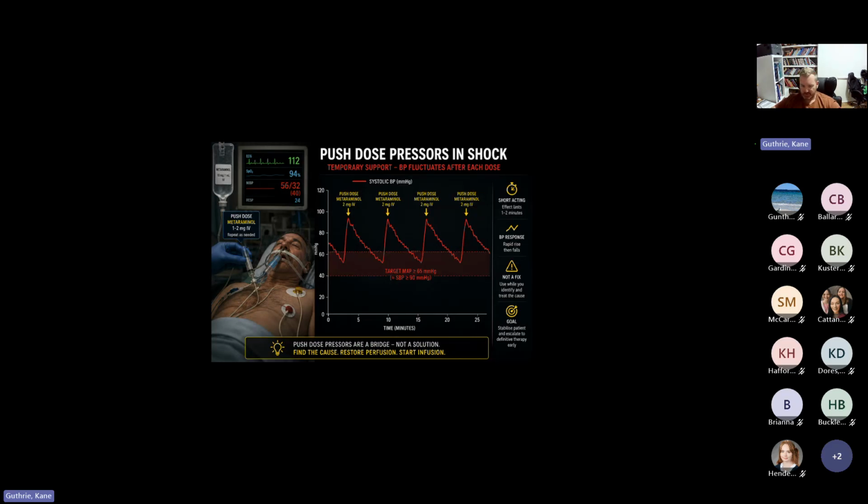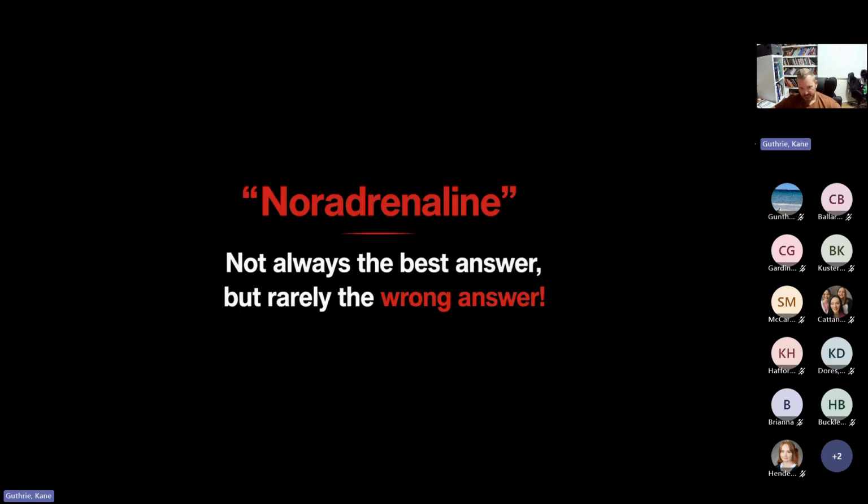So push dose pressors are great for when you've got a bit of procedural sedation, or you're doing an RSI and you're just optimizing the blood pressure during those periods where you're putting them on positive pressure and giving them a big slug of propofol. It's great. The patients that are shocked and have got signs of tissue hypoperfusion, we need to just start them on an infusion. And Connie, you're 100% right. Noradrenaline is not always the best answer, but it's rarely the wrong answer. And so it should be the one that we reach for first in these patients when we need to start an infusion.